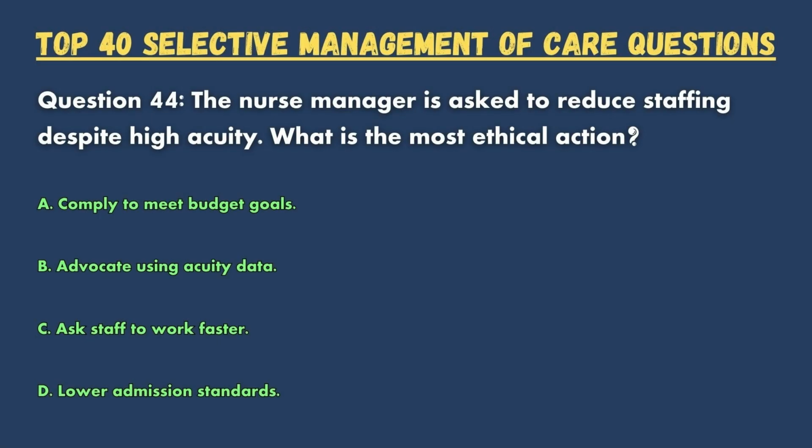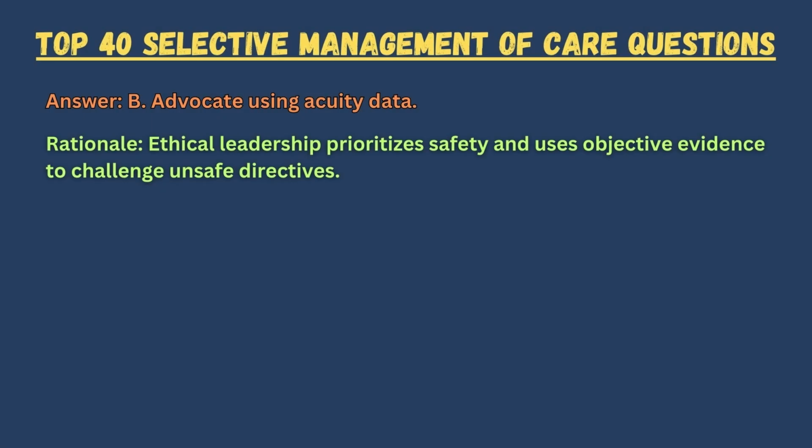Question 44. The nurse manager is asked to reduce staffing despite high acuity. What is the most ethical action? A. Comply to meet budget goals. B. Advocate using acuity data. C. Ask staff to work faster. D. Lower admission standards. Answer: B. Advocate using acuity data. Rationale: ethical leadership prioritizes safety and uses objective evidence to challenge unsafe directives.